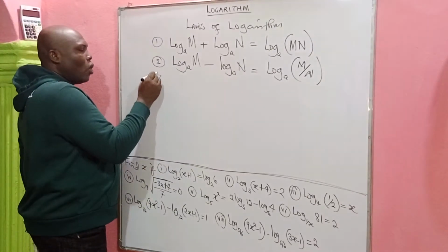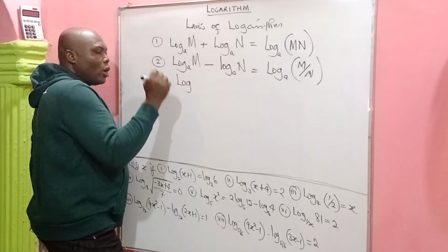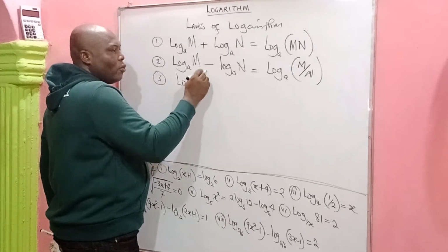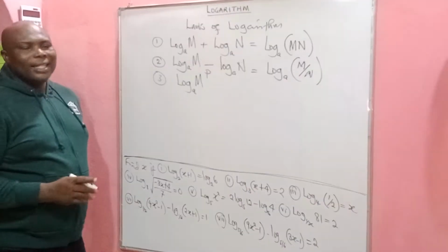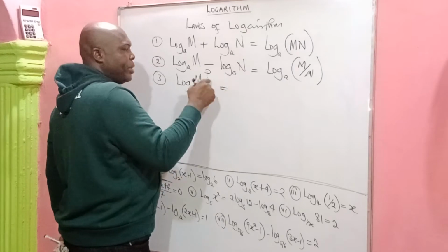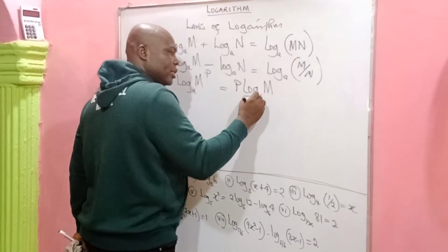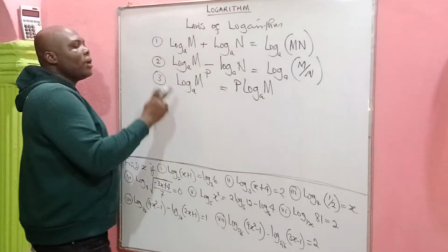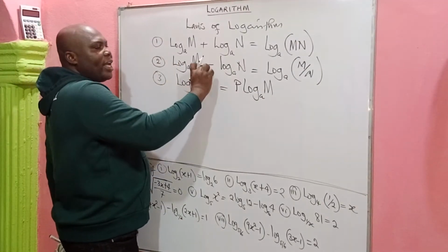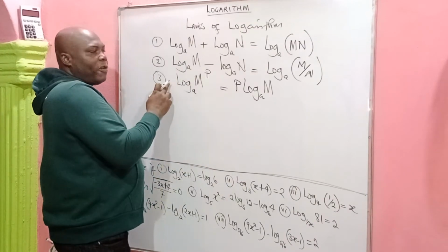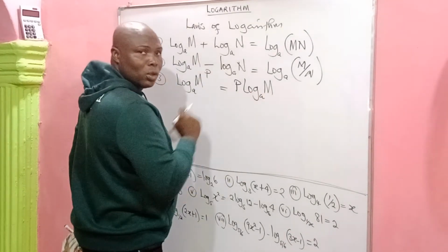We have the third one, which is log m to base a raised to the power of p. This is equivalent to p coming in front, that's p log m to base a. So anytime we have log m to base a raised to the power of p, it simply means that to resolve this, the p has to come forward. It becomes p log m to base a.